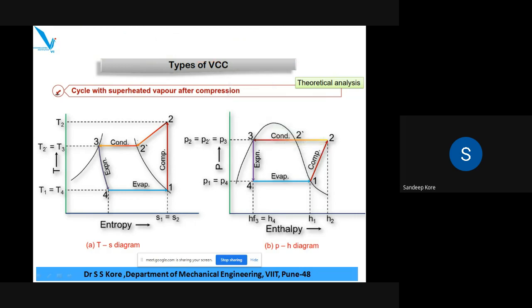So I will move ahead. Now we'll concentrate on 2 dash to 3. If you observe on the PV diagram, the pressure is constant.